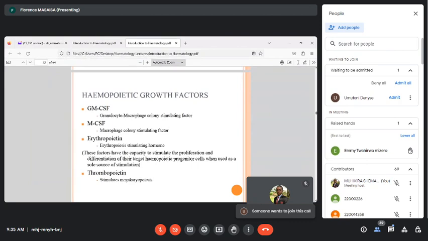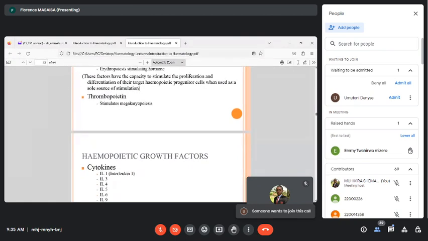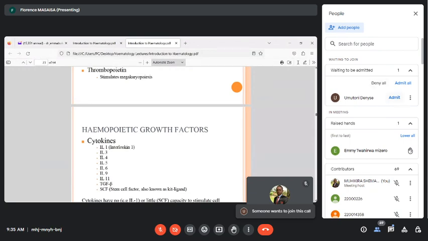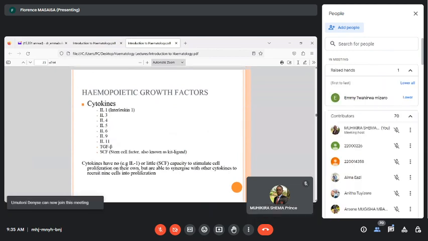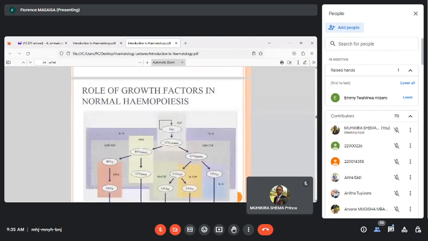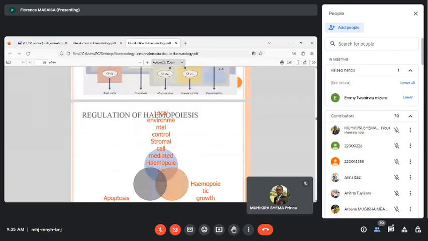Then we have thrombopoietin, which will be stimulating megakaryopoiesis, which is the production of platelets. We also have cytokines, which may also interfere with cell production. This is the list of cytokines, but also we have growth factors. We have said about it, stimulating each one.